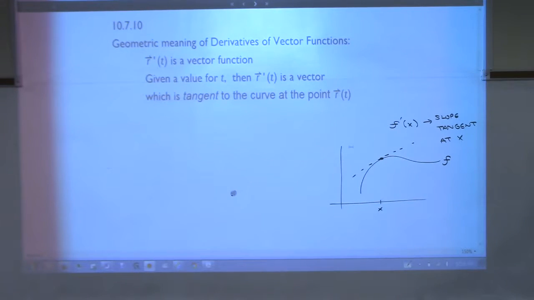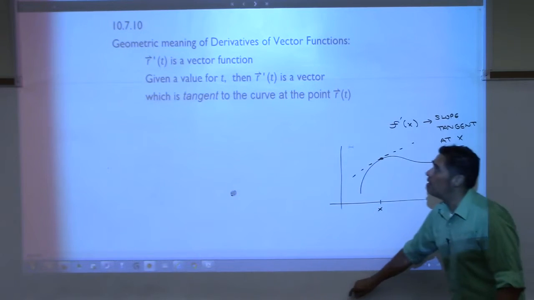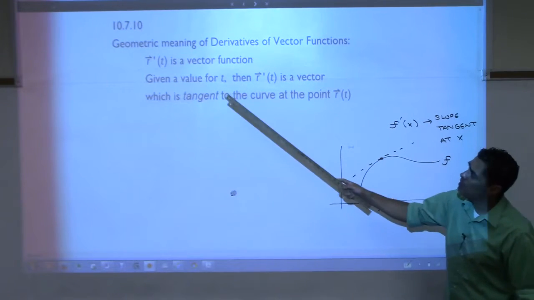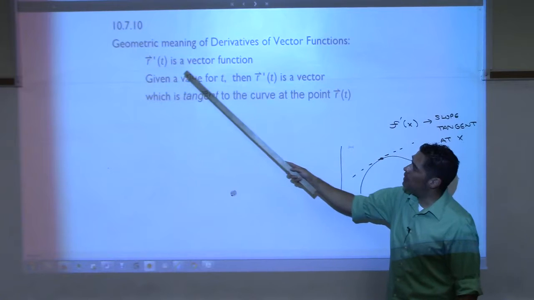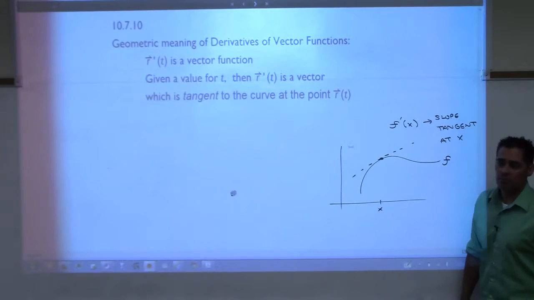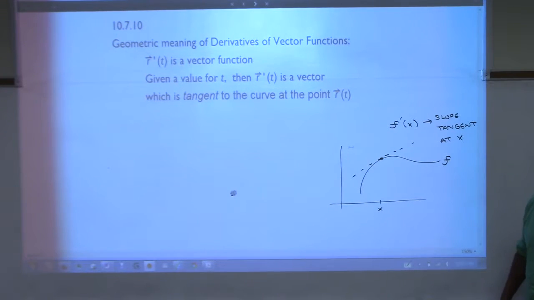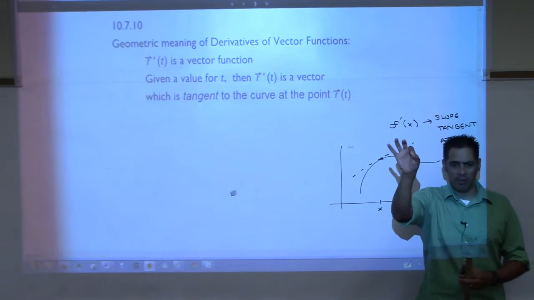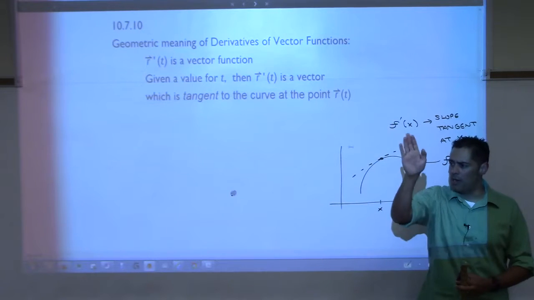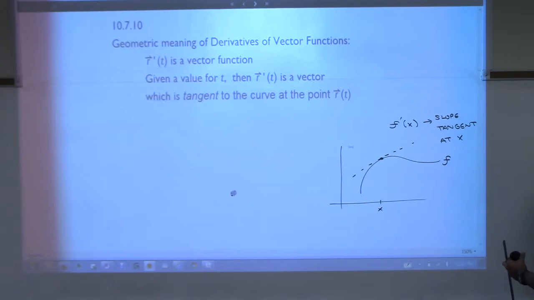So if r of t is a vector-valued function, then the derivative of the vector-valued function is another vector function. And given a value of t, r prime of t is a vector which is tangent to the curve at the point r of t. So you're out there somewhere on this three-dimensional curve, you're going to that point and you're trying to find the direction vector of a line that's tangent to that curve.